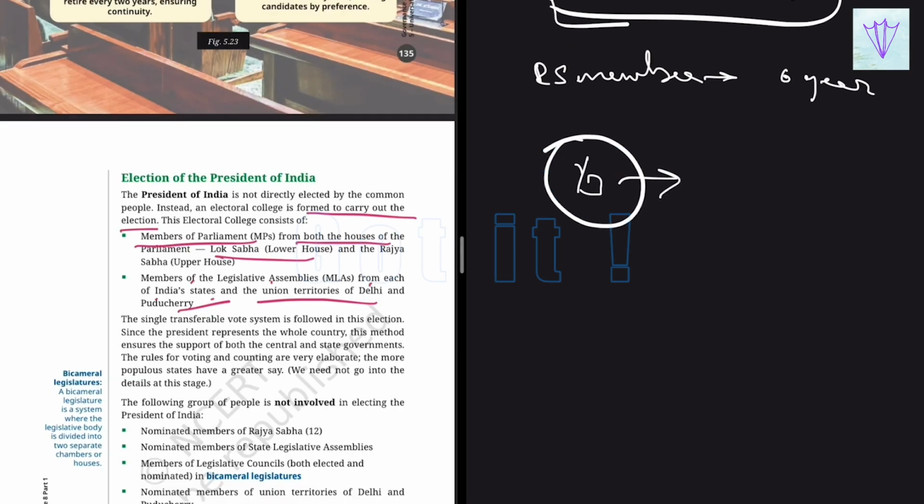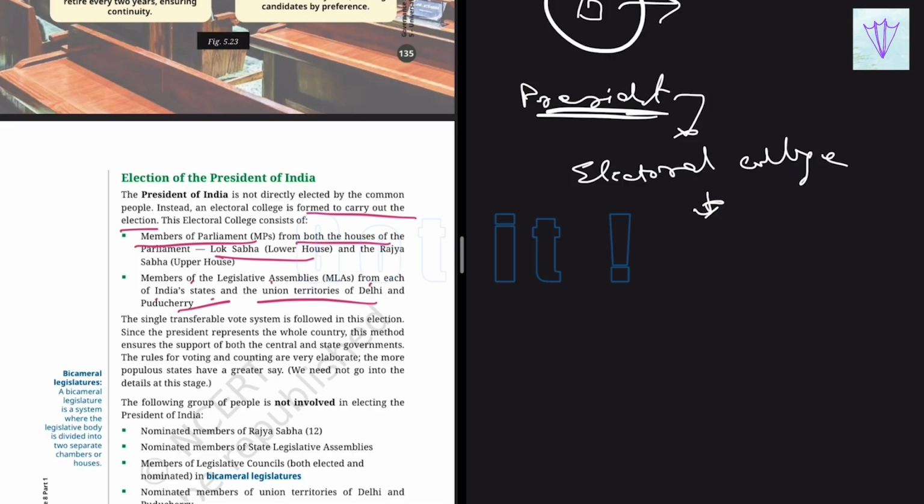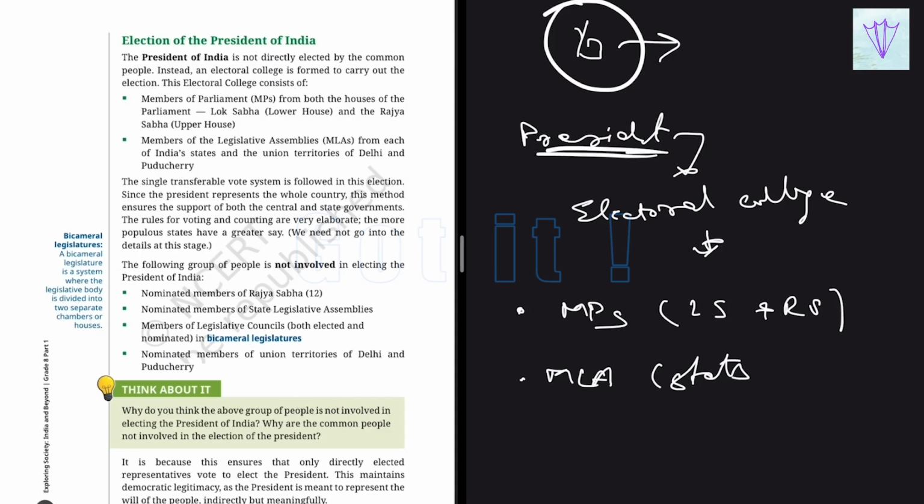So we will see that to nominate the president, it is not direct elections, it is done indirectly with the help of an electoral college. And what does it consist of? It consists of the members of both the Lok Sabha and the Rajya Sabha, and also the MLAs from both the states and the union territories of Delhi and Puducherry. So here also the single transferable vote system is followed in this election.